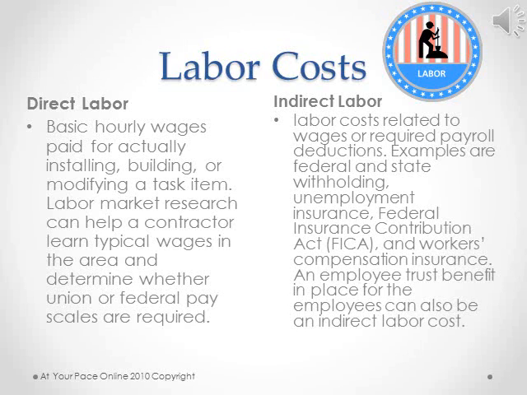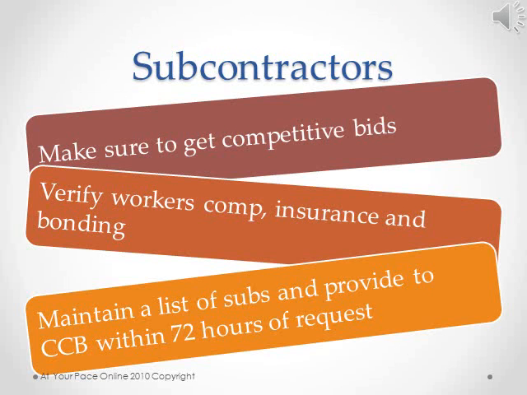Examples are federal and state withholdings, unemployment, Federal Insurance Contribution Act, and workers' compensation insurance. An employee trust benefit in place for the employees can also be an indirect labor cost. Subcontractors: you want to make sure that you get competitive bids. You need to verify workers' comp insurance and bonding, and also liability insurance. You need to maintain a list of subs and provide them to the CCB within 72 hours of request.